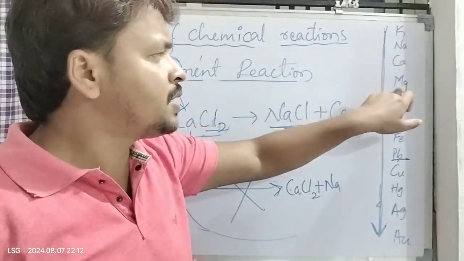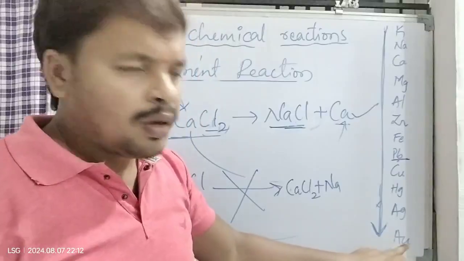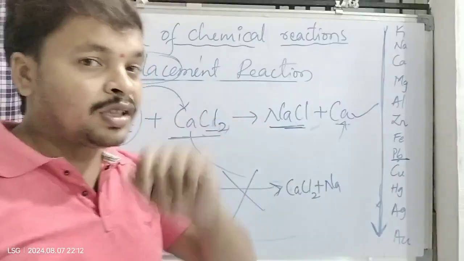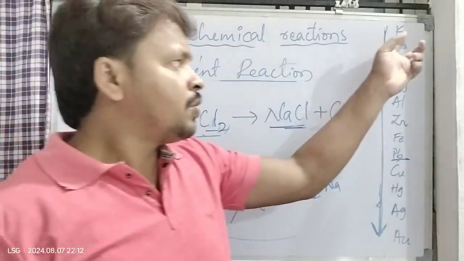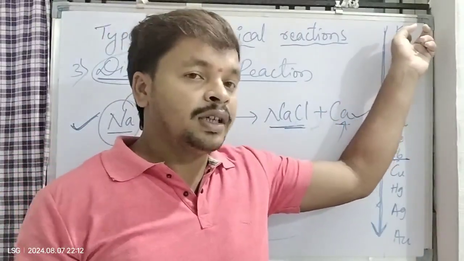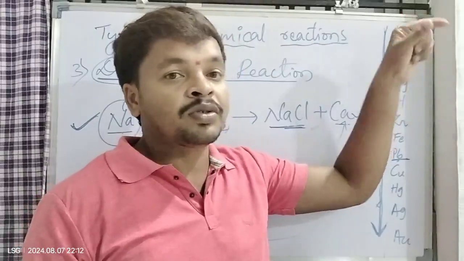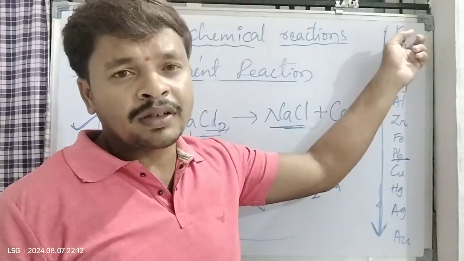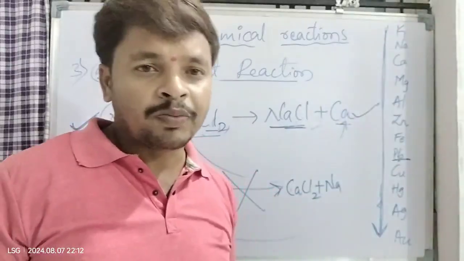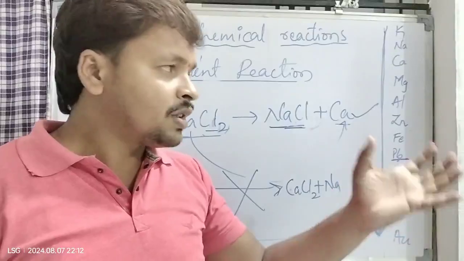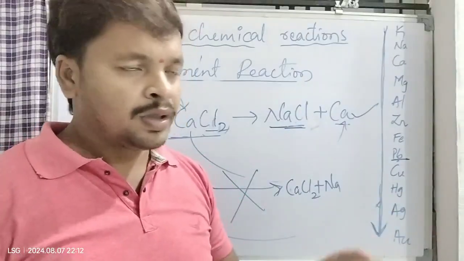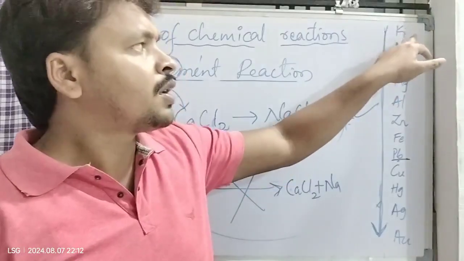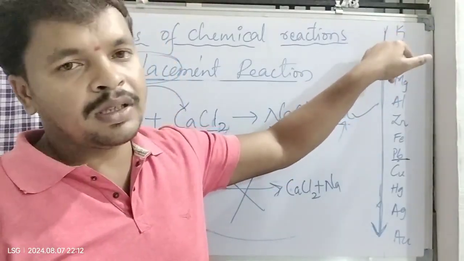Then calcium, then magnesium, and the lowest reactive metal here is gold. A question can be asked about this. You might have studied in the previous class that sodium and potassium are stored in kerosene because they are highly reactive metals. When they are exposed to atmospheric oxygen or air, they can suddenly catch fire, so they should not be kept open. These two metals should be kept in kerosene.